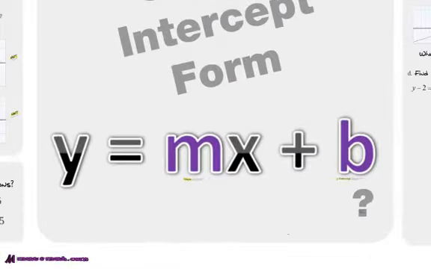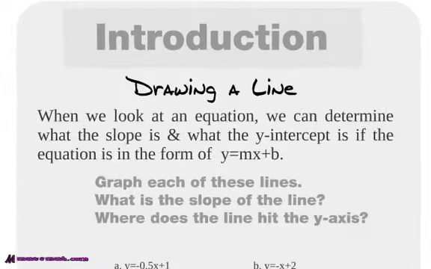All right, that's y equals mx plus b. And that's the formula we're going to be using today. So we're going to draw a line with this. And what we're going to do here is now we're going to graph each of these lines. You're going to figure out what's the slope and where the line hits the y-axis. Okay?